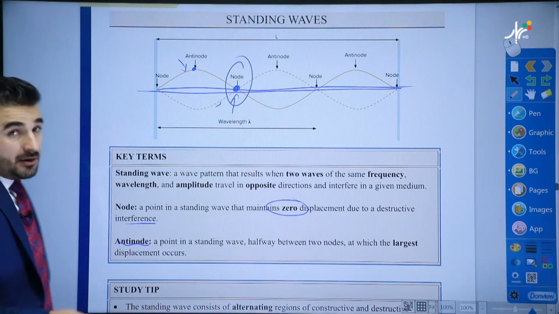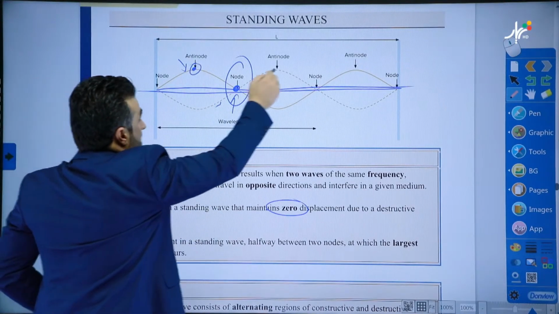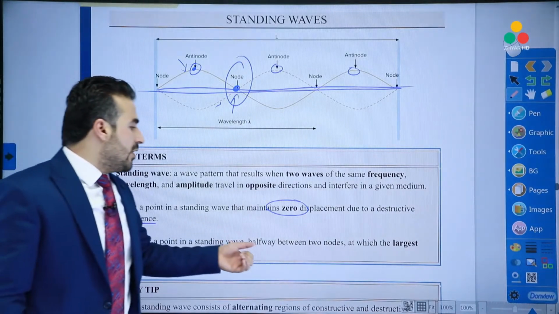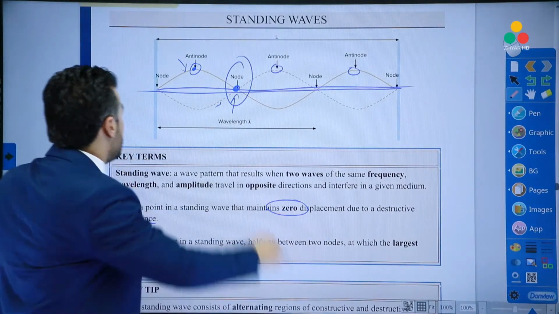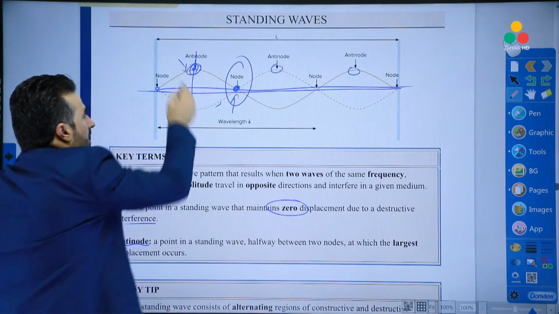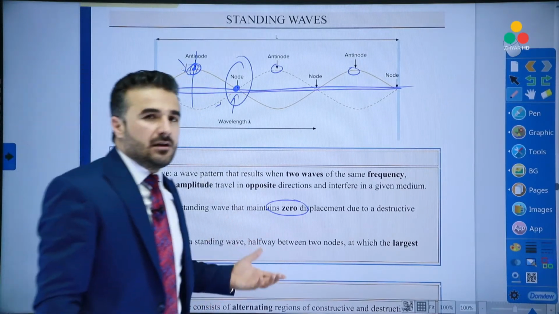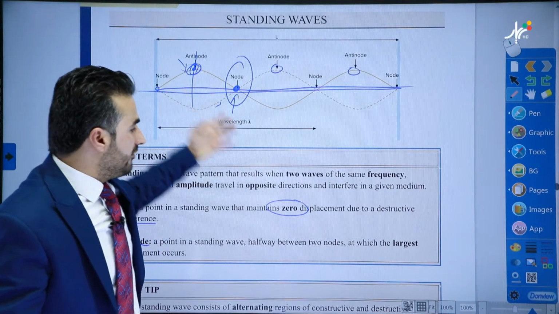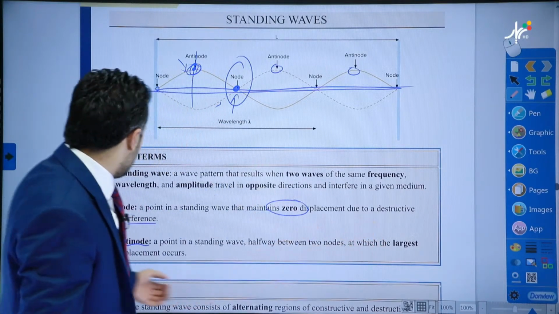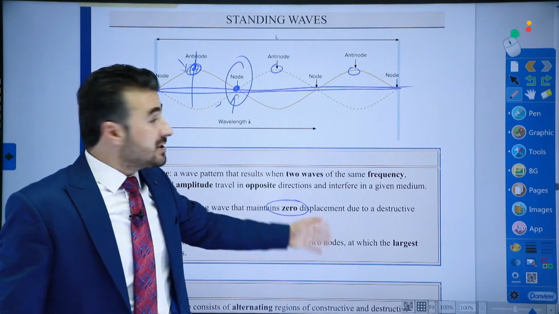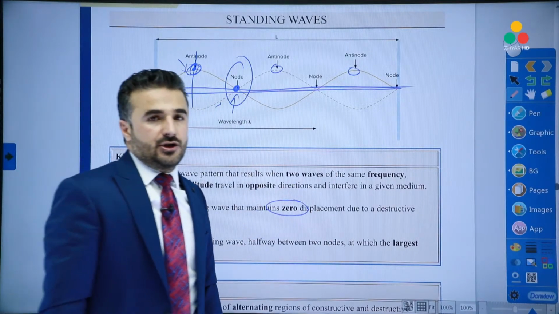What about antinodes? Antinodes are points in a standing wave halfway between two nodes. You can see that if this is one node and this is two, halfway in between the two is a point we can call an antinode. And of course, the displacement is going to be maximum here, which is basically the largest displacement that occurs between two nodes.